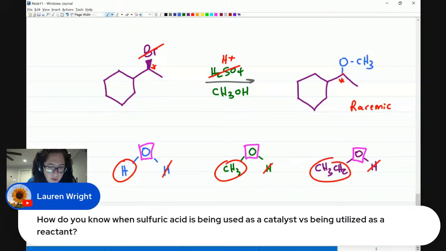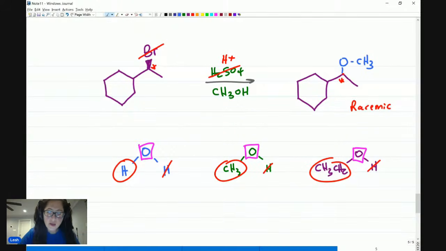Question: how do you know when sulfuric acid is being used as a catalyst versus being utilized as a reactant? That is a very, very good question. Sulfuric acid is a catalyst. And so if you drop it into a polar protic solvent, a liquid that has protons like water, methanol, ethanol, any type of solution that is good at stabilizing charge, sulfuric acid will immediately dissociate 100%.